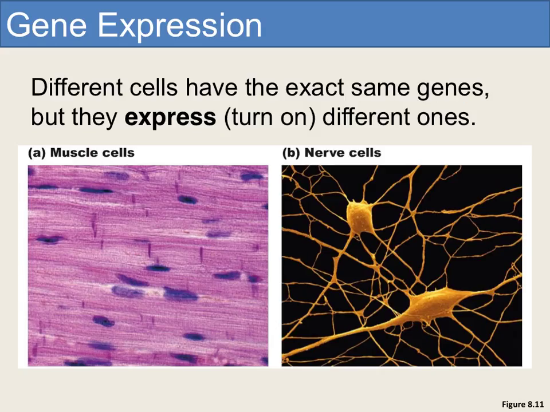On the left we have a muscle cell, and on the right we have a nerve cell. Does each cell have just the genes that it needs, or the whole genome? In other words, all the chromosomes, or just the genes that it needs? Anybody? All of them, right. So that means the correct genes have to be expressed for different cell types.